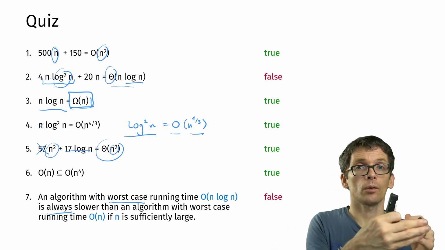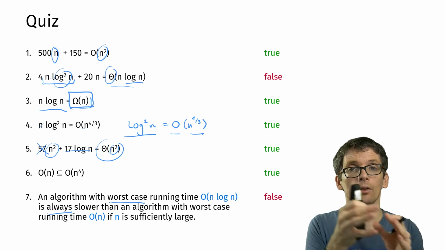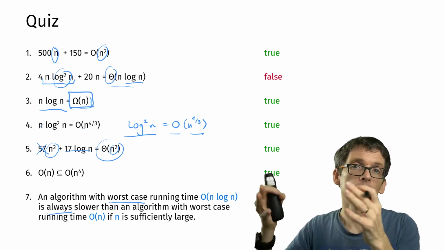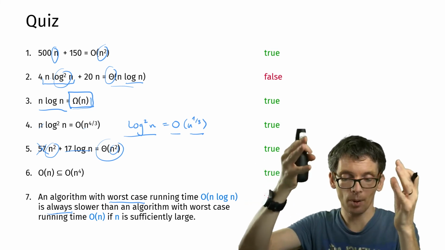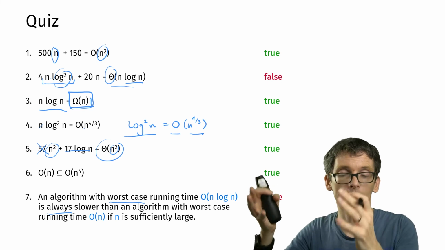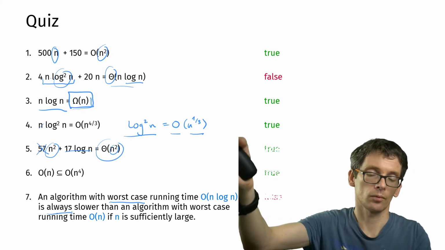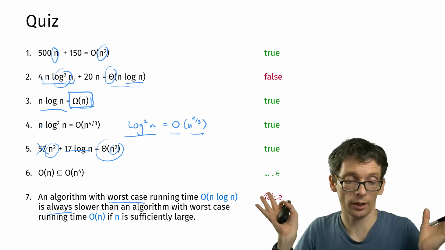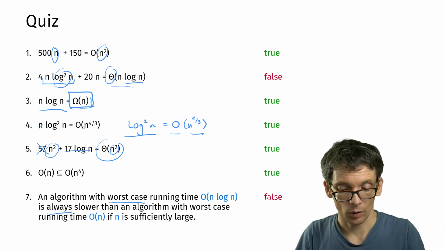I only know something about the worst cases. For other instances, I know it's upper bounded by the worst case, but it could be that for some input, the second algorithm takes linear time, while the first algorithm actually takes constant time. So that's why this is wrong.